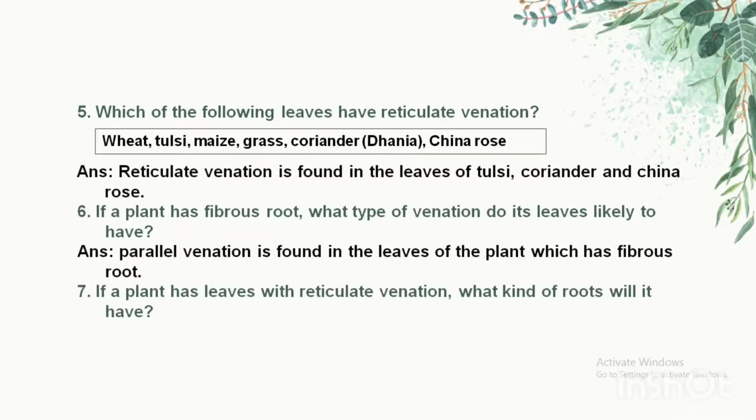Next one is, if a plant has leaf with reticulate venation. ऊपर वाला क्वेश्चन है उससे एकदम उल्टा. So what kind of roots will it have? Okay, यहाँ पे venation दिया है और root guess करना है. So reticulate venation is having which kind of root? Yes, exactly, tap root, जिसमें one main root होता है and उसमें से छोटे छोटे जो lateral roots है वो निकल के आते हैं. Now moving to the next question.